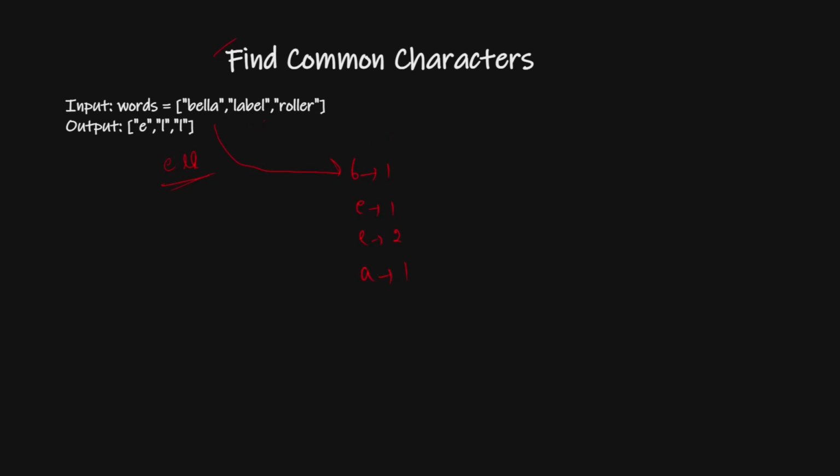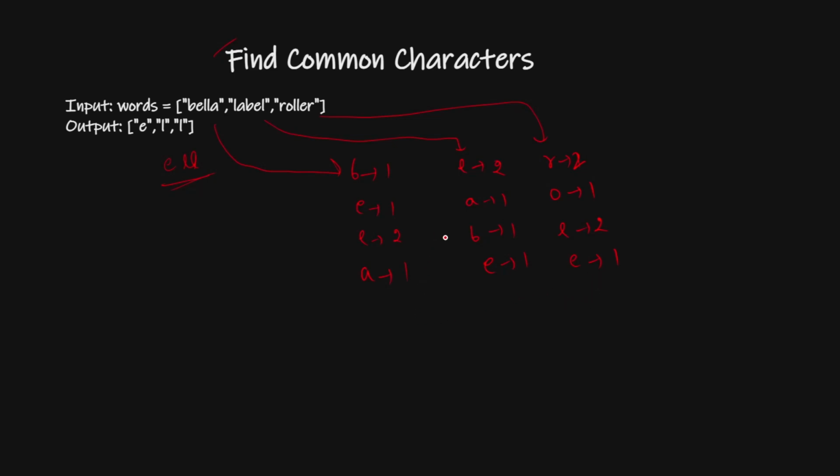And here also we can map how many characters are present. L is present two times, A is present one time, B is present one time and E is present one time. If I map this one also, R is present one time, O is present one time, L is present two times, and E is present one time.